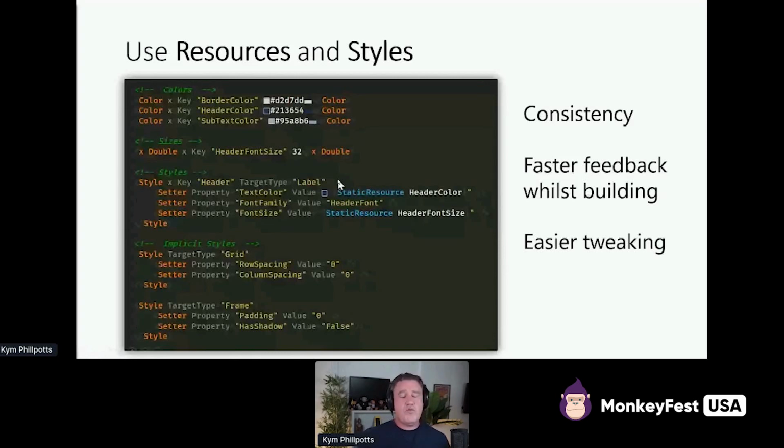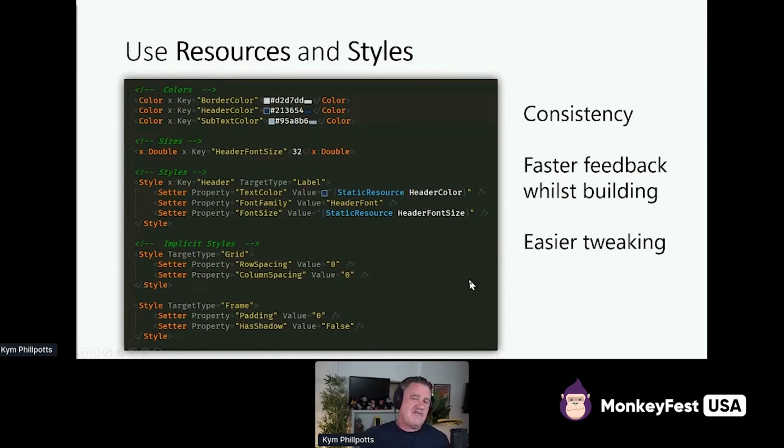But obviously, if you're working on a big project, then maybe you'd split those into separate files for colors and sizes and styles and things like that. But this is sort of what I'm gathering: colors, sizes, styles, and I also put in any implicit styles here. These are things that I want to apply to all controls of a particular type. Typical ones I put in here are, for grids, I get rid of that nasty row spacing. For frames, I get rid of those nasty shadows, and that will just apply everywhere.